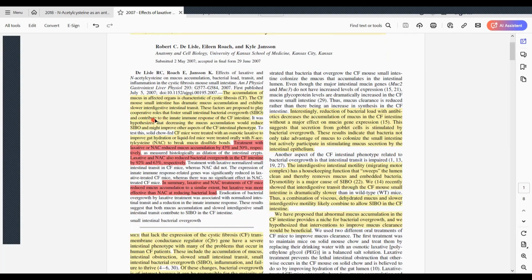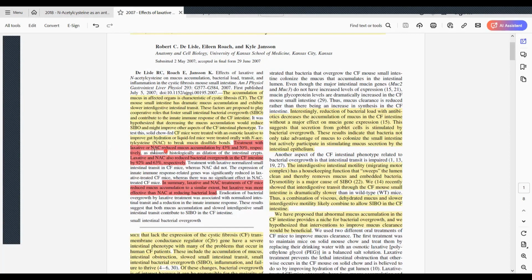These factors are proposed to play cooperative roles that foster small intestinal bacterial overgrowth, or SIBO, and contribute to immune inflammation in the cystic fibrosis intestine. We hypothesize that decreasing the mucus accumulation would reduce SIBO and might improve other aspects of cystic fibrosis intestinal phenotypes. So we used mice with cystic fibrosis, and we treated them with a laxative or NAC to observe, and importantly, it was oral NAC, to observe what did better in breaking up the mucus.